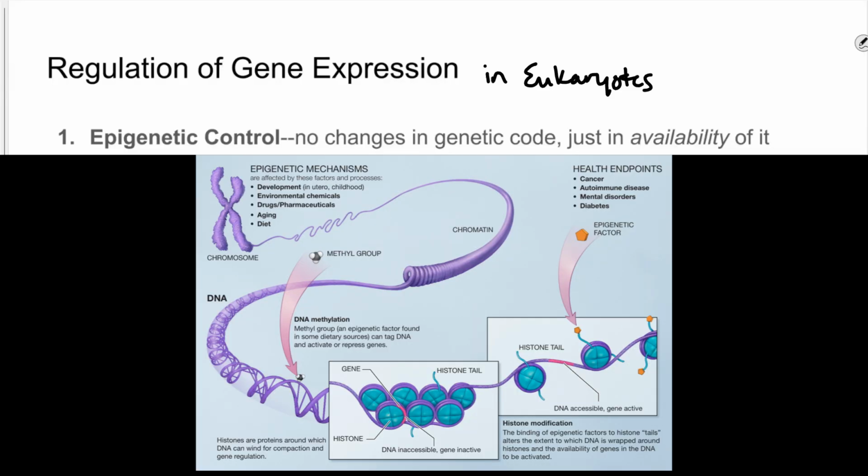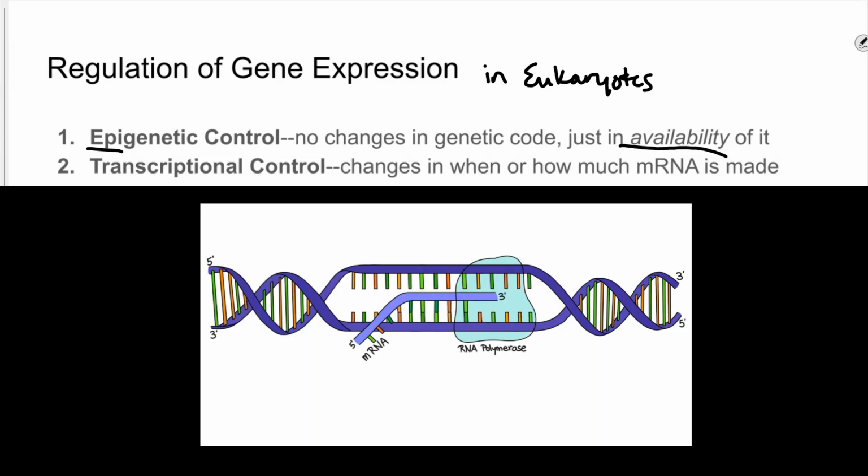Okay. So first, this is the epigenetic control. So we're not changing the sequence of the A's, C's, G's, and T's in the DNA. We're just changing how available it is to go through the process of the central dogma. So we can have transcriptional control. So we're going to control how much RNA is actually being produced as it's being produced.